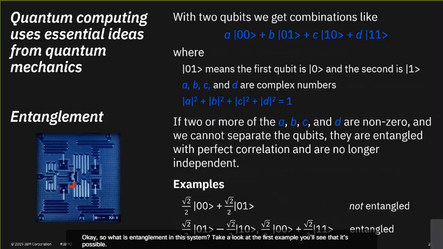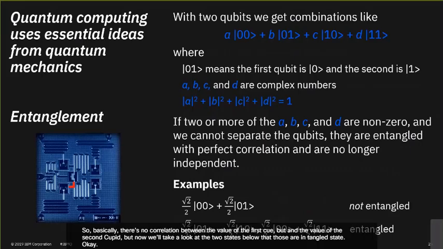So what is entanglement in this system? Take a look at the first example. Suppose you were to measure the qubit that's furthest to the left, the one with a 0 there. What state could the other qubit be in? According to that superposition, the qubit just to the right of it would be either a 0 state or a 1 state. So basically, there's no correlation between the value of the first qubit and the value of the second qubit.